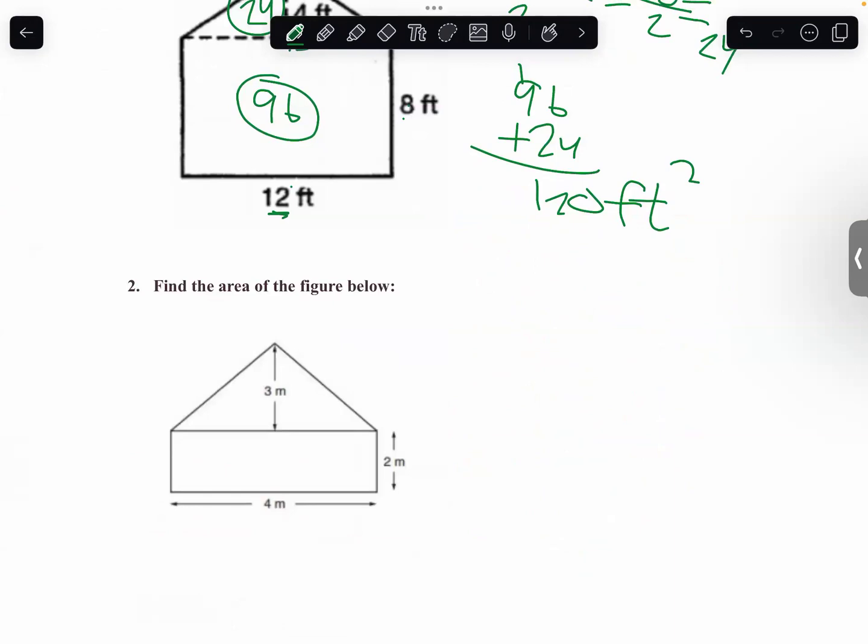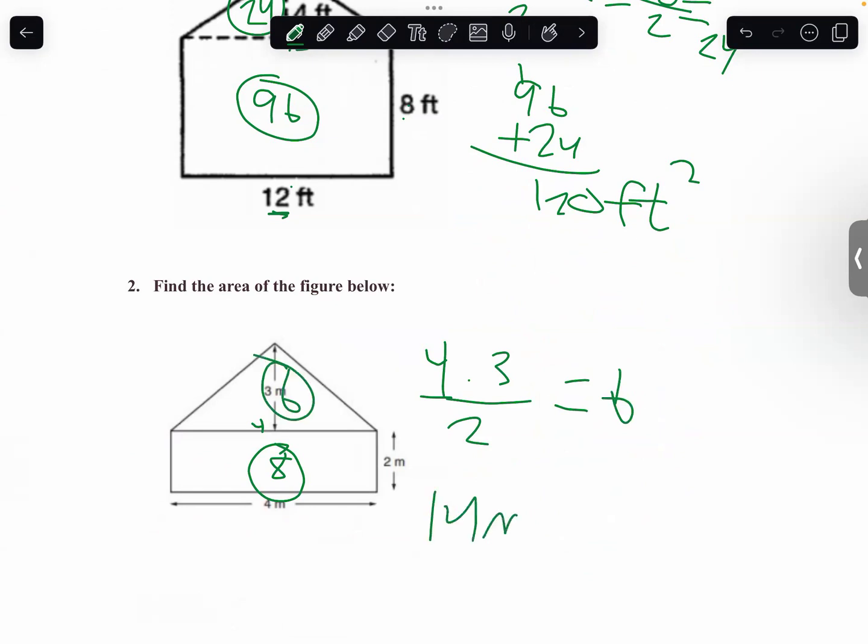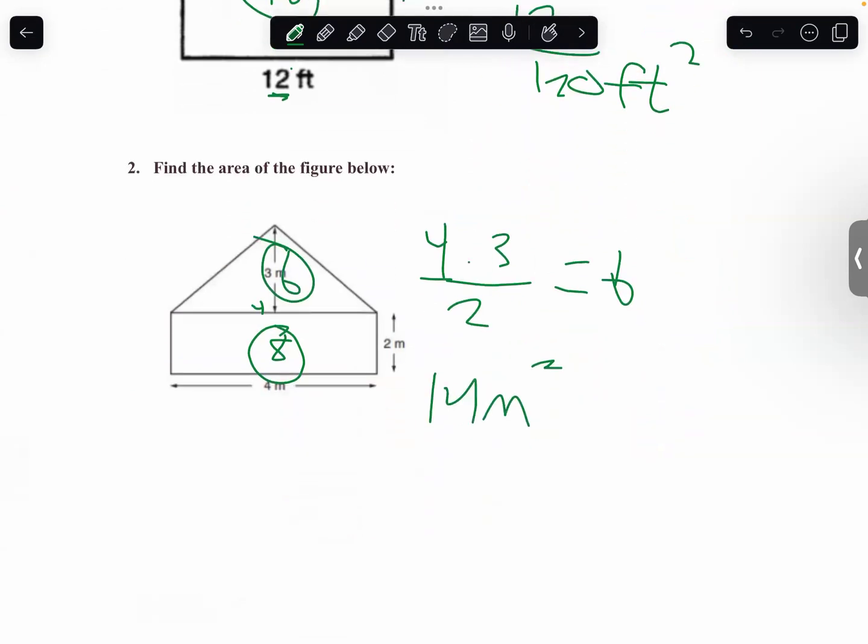Okay, the second one here, very similar question. So 4 times 2 is 8 square meters. That means this is 4 right here. So 4 times 3 is 12 divided by 2 is 6. That means the area of this whole one is 14 square meters.